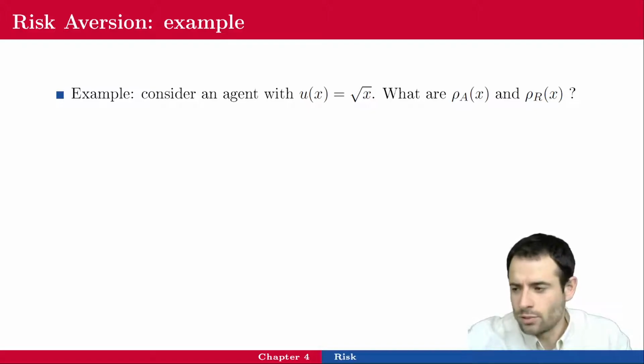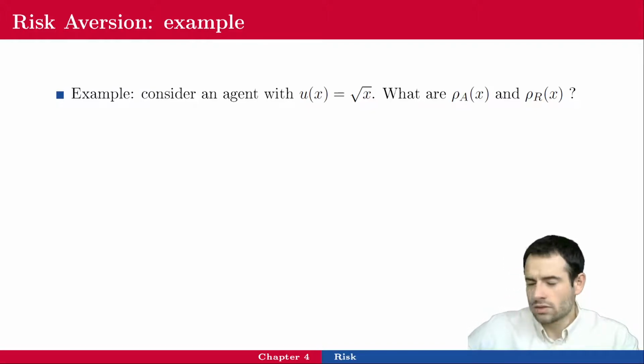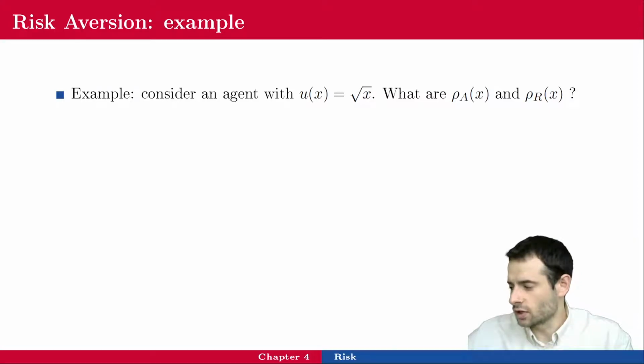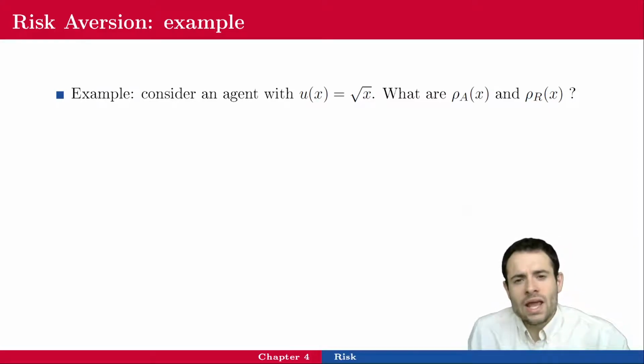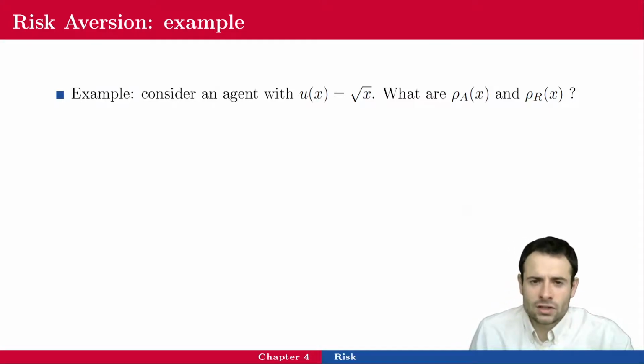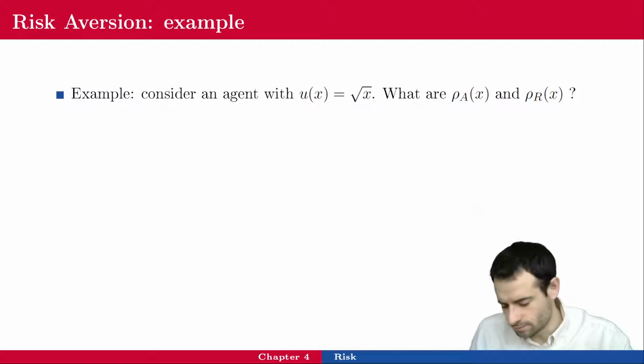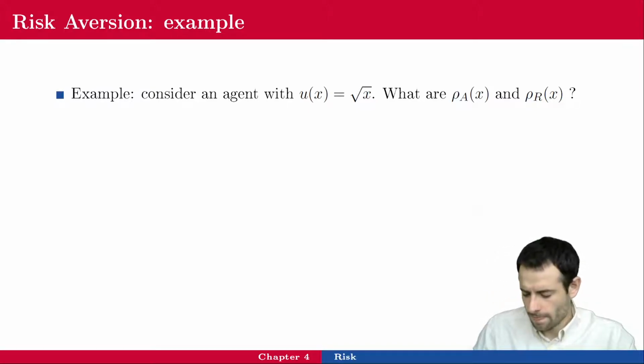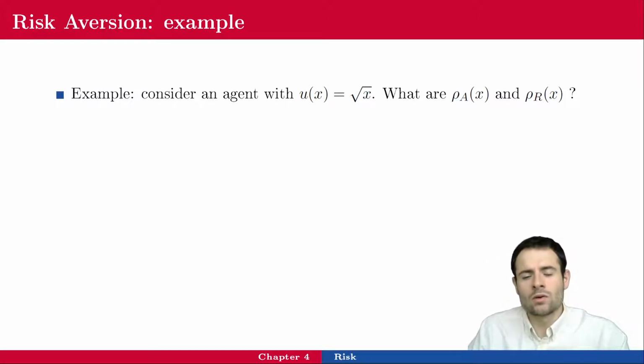So let's go through an example. We already saw the square root utility function, and let's compute the absolute and relative risk aversion coefficients. Before we even get there, is square root a concave function or a convex function? Please let me know in the chat. Think about the graph of the square root function and think about where it is oriented.